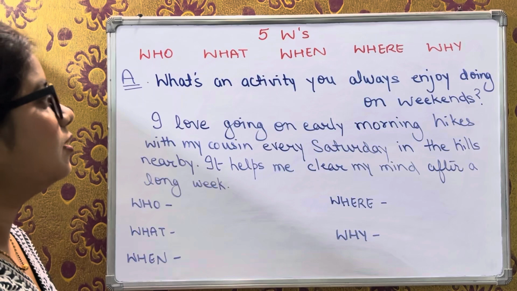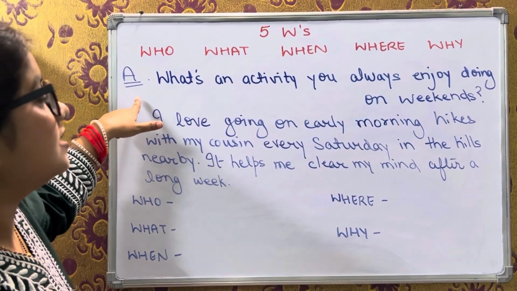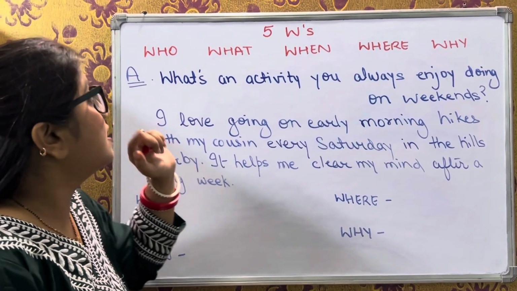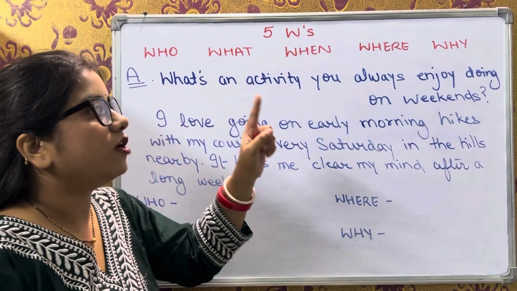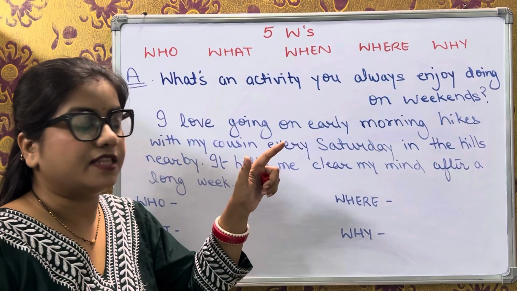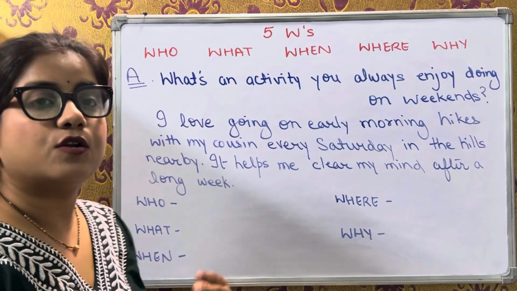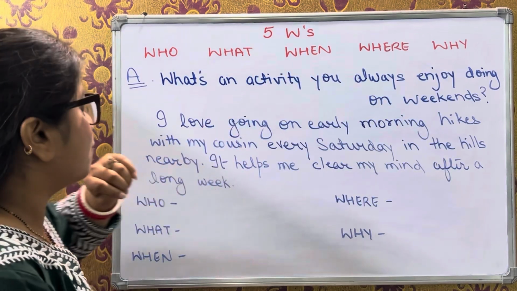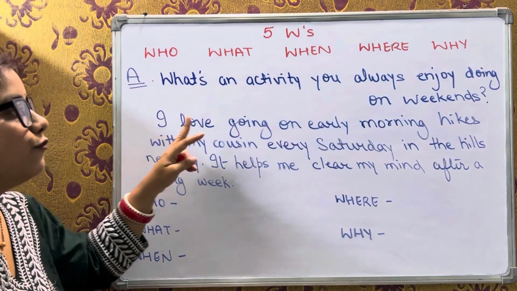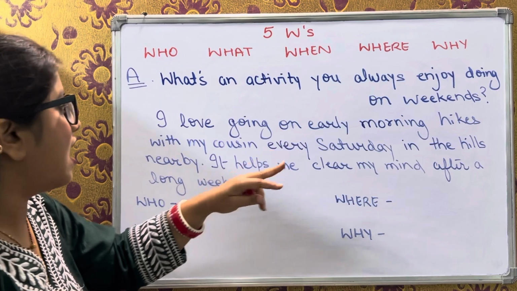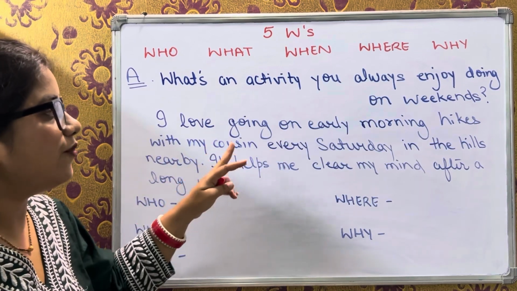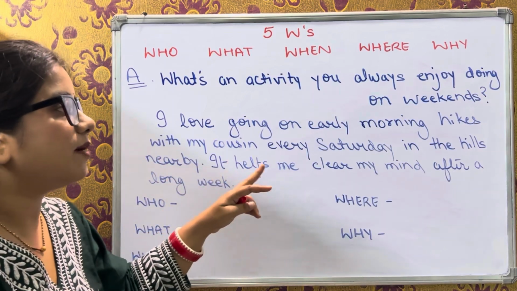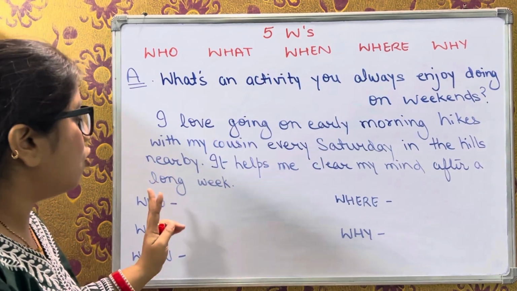As you can see on the board, I have picked a question based on letter A. The question here is, what's an activity you always enjoy doing on weekends? So what would our answer look like if we add all those five W's in our answer? It would look like, I love going on early morning hikes with my cousin every Saturday in the hills nearby. It helps me clear my mind after a long week.